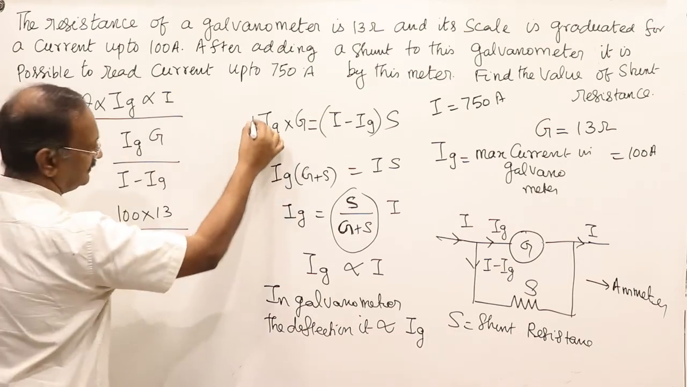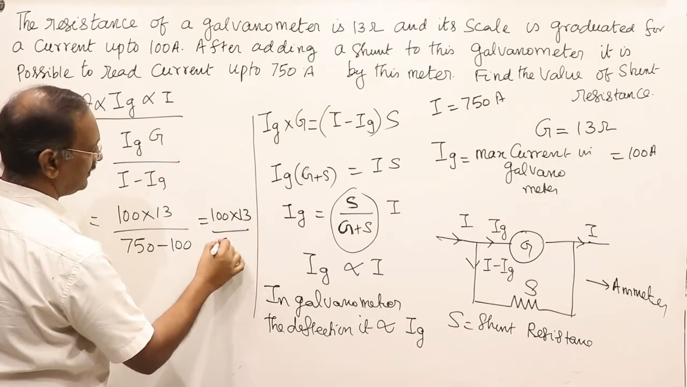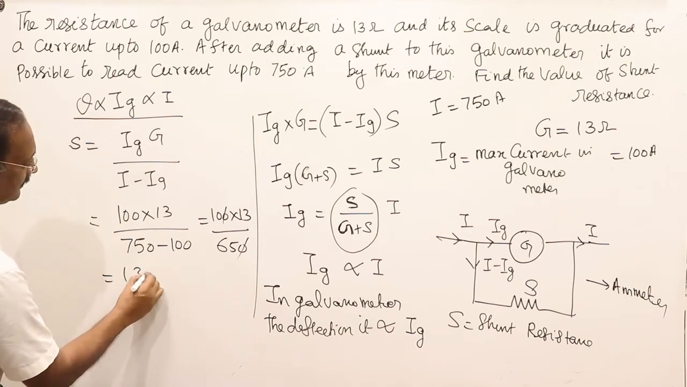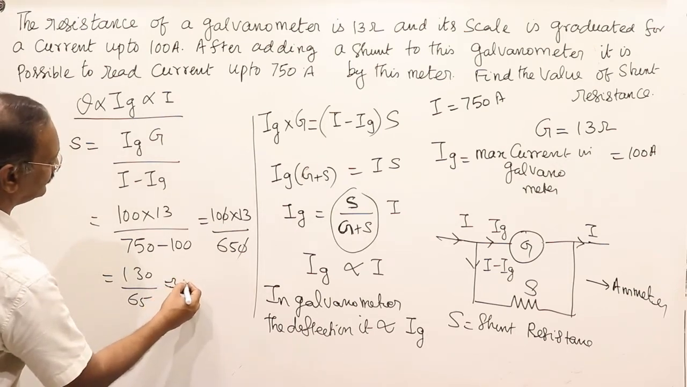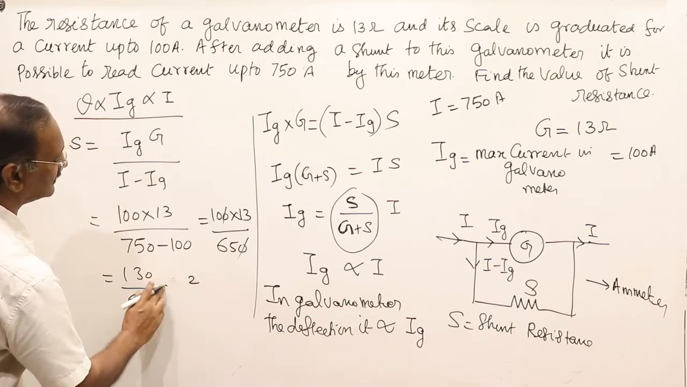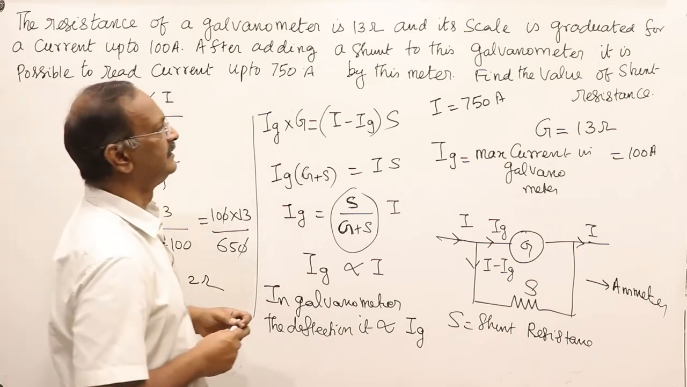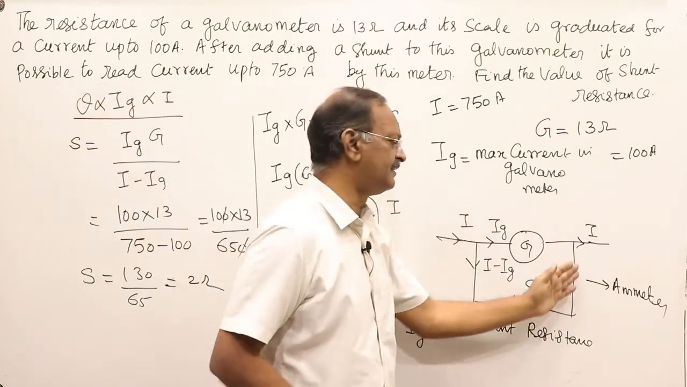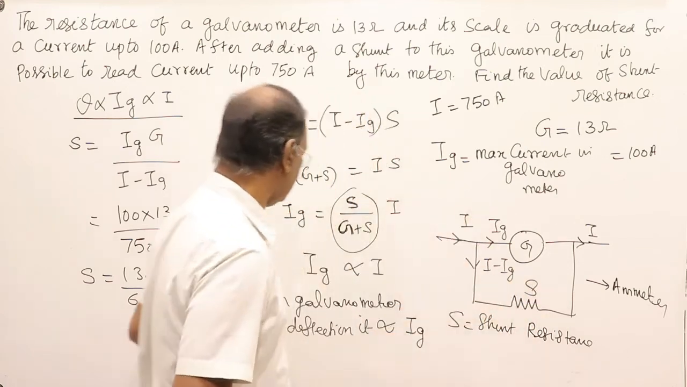This becomes 100 into 13 divided by 650. We can cancel this out. It is equal to 130 divided by 65, which is exactly equal to 2 ohm. The shunt resistance to be added is 2 ohm. Here a galvanometer is given, a shunt is added, it means it becomes an ammeter. We have to find the value of the shunt, and the value of the shunt is equal to 2 ohm.